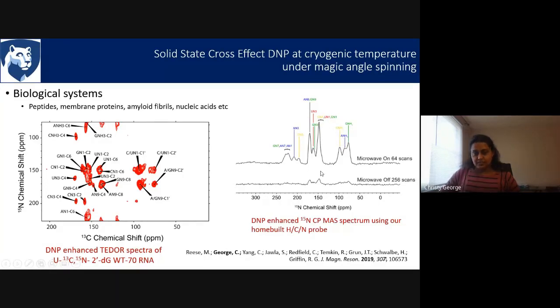And not only that, just a 1D experiment, we could also do 2D correlation experiments. In this particular case, the correlation is between the carbon and the nitrogens on the nucleic acids. So we saw all the cross peaks that were expected between the 4 different types of nucleic acids present in this particular RNA.